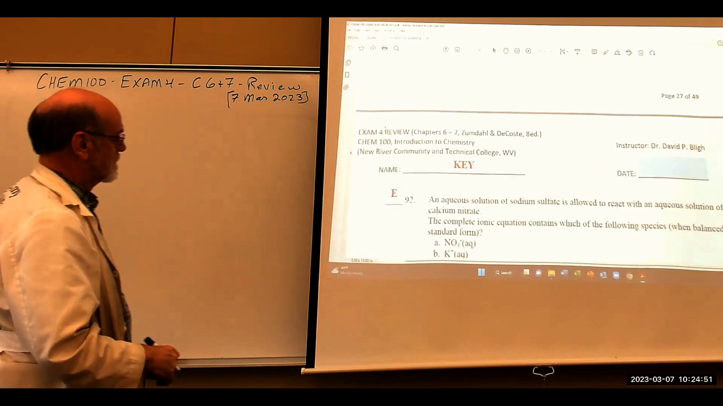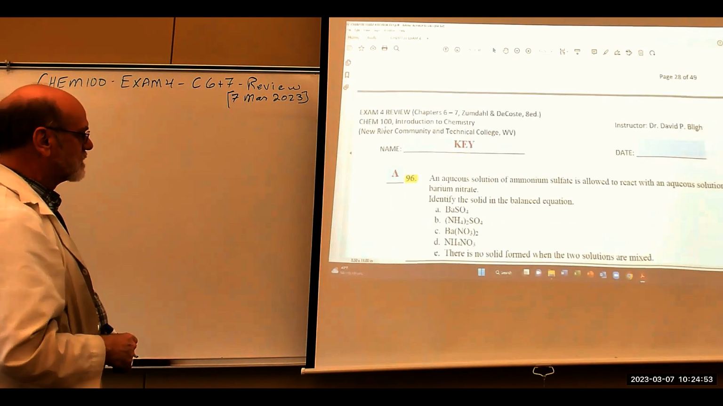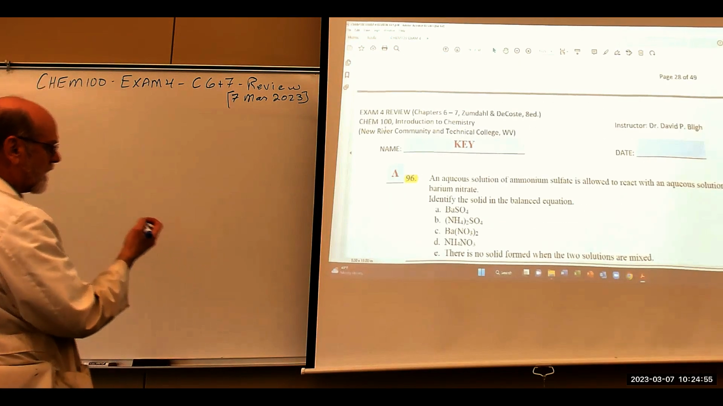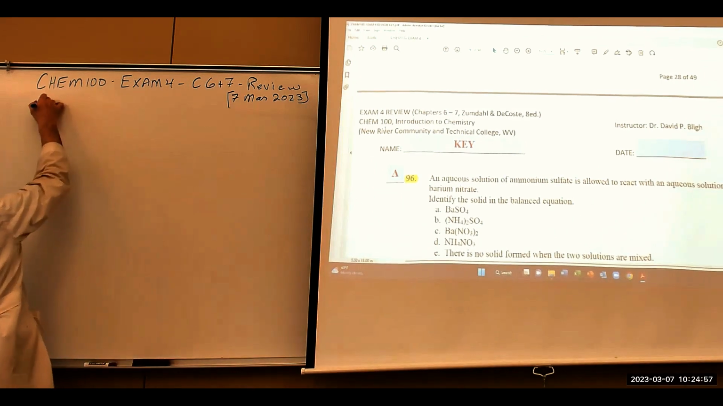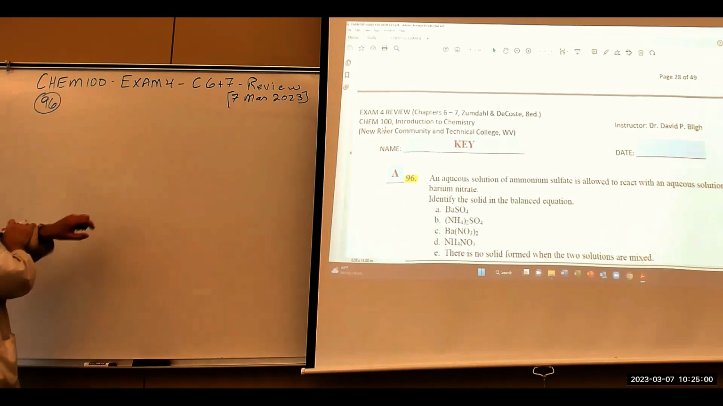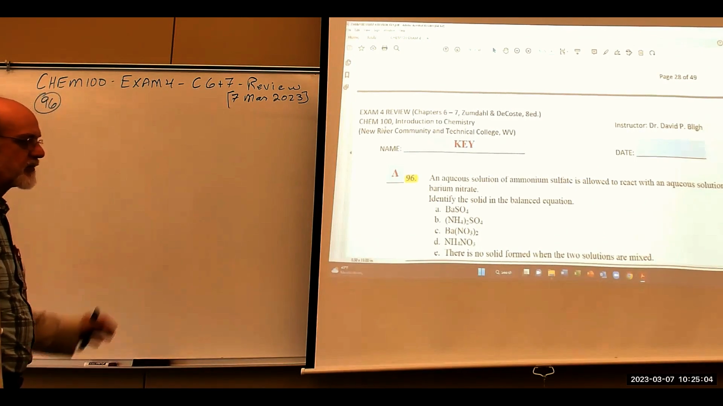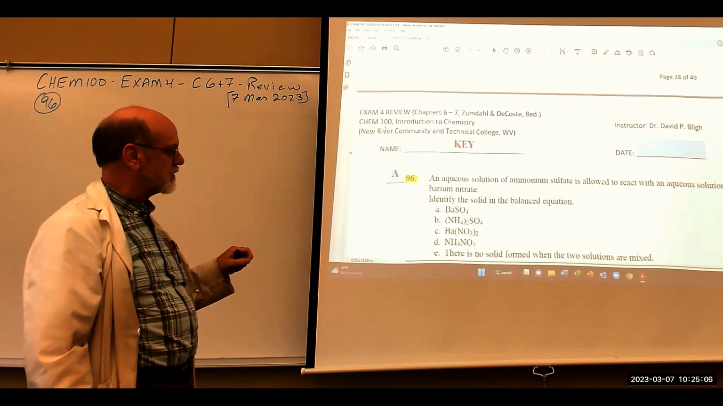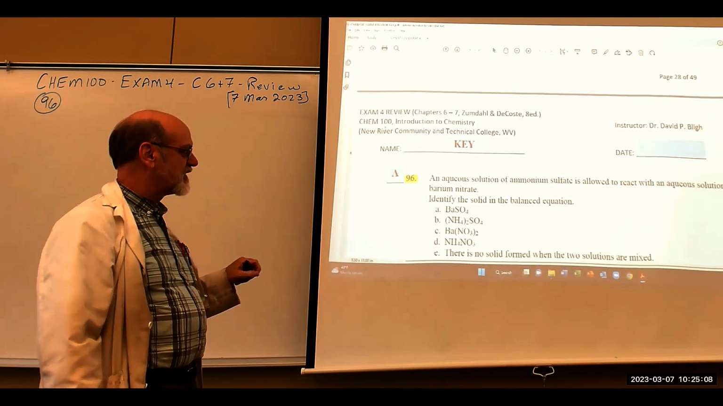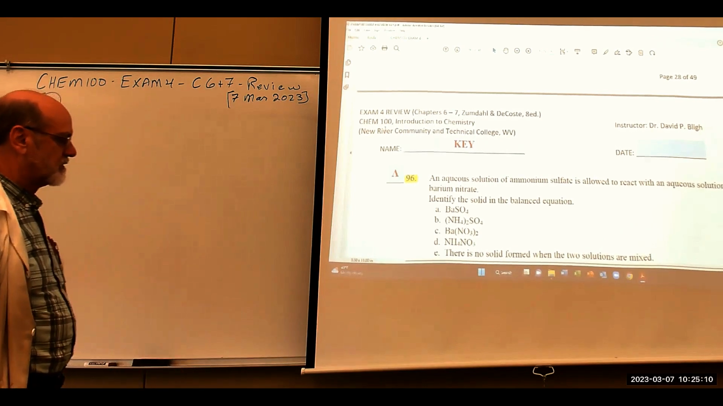All righty. Do some more scrolling. 96. Yeah, we can get the whole thing on there. And we're good for time. An aqueous solution of ammonium sulfate is allowed to react with an aqueous solution of barium nitrate. Identify the solid in the balanced equation.